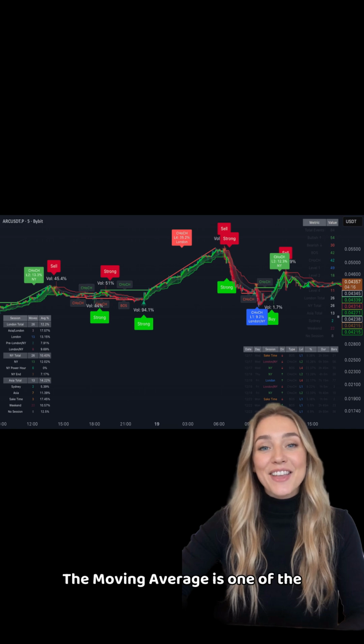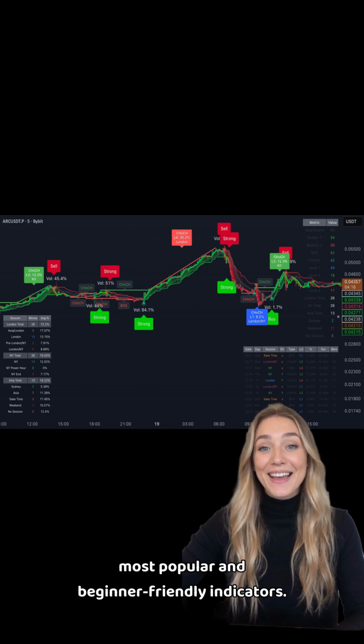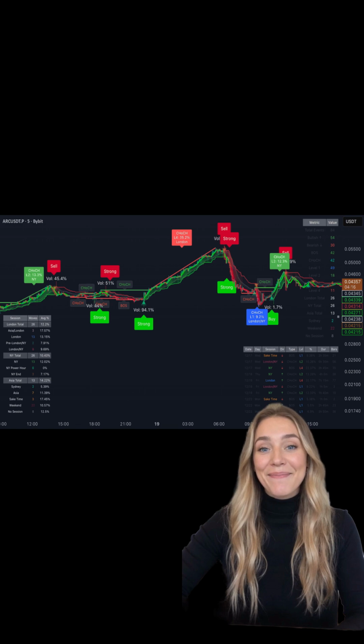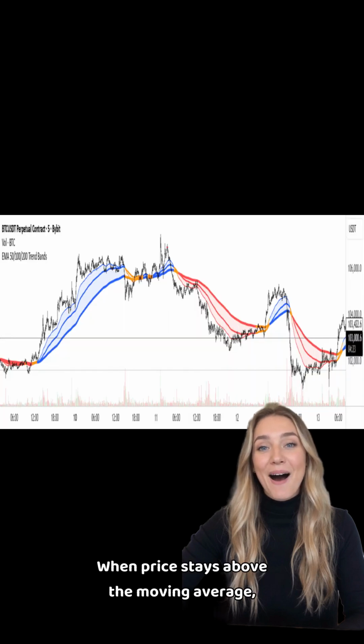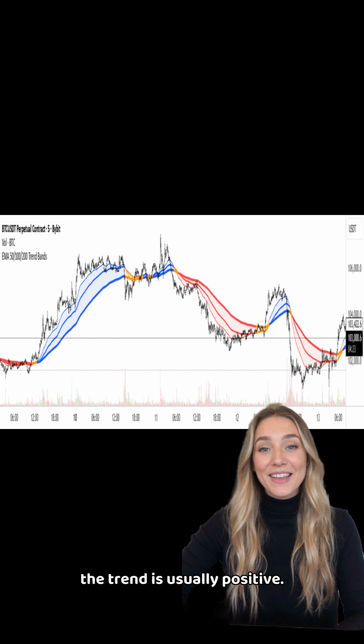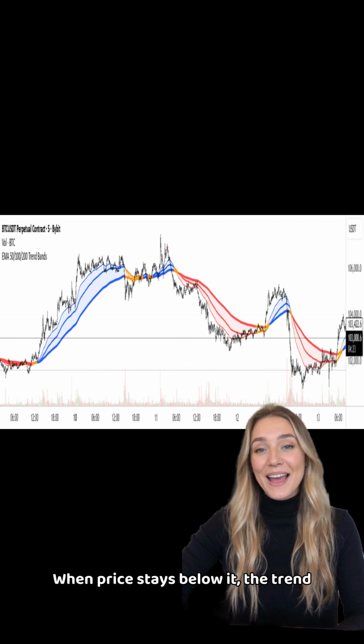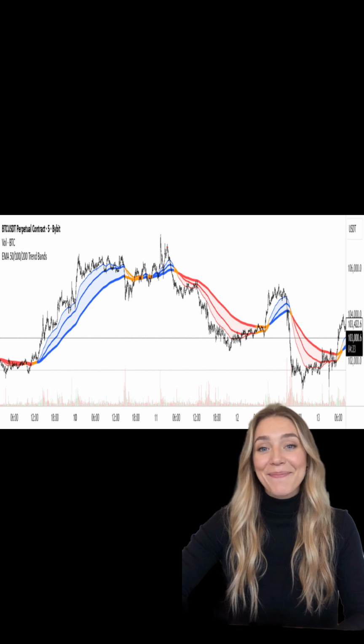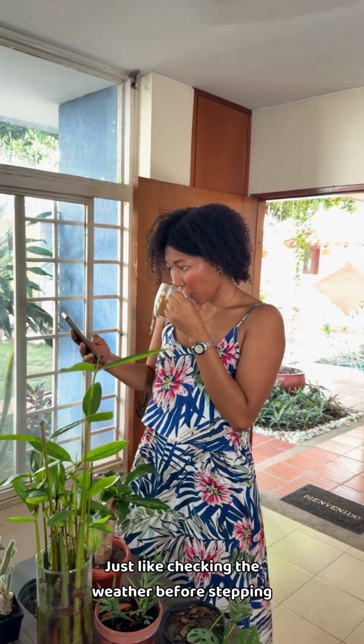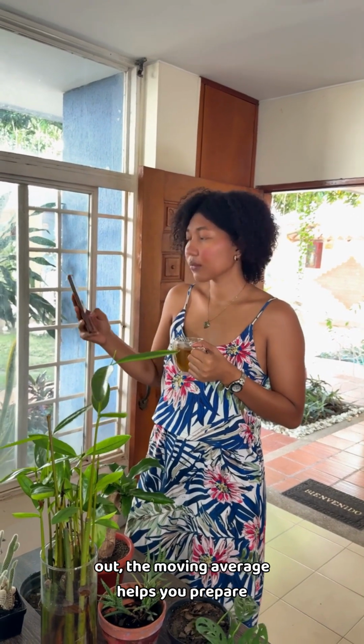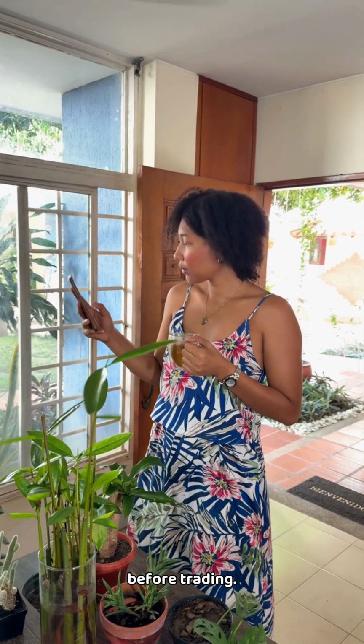The moving average is one of the most popular and beginner-friendly indicators. It shows the average price over a period of time. This helps us understand the trend. When price stays above the moving average, the trend is usually positive. When price stays below it, the trend is usually weak. Just like checking the weather before stepping out, the moving average helps you prepare before trading.